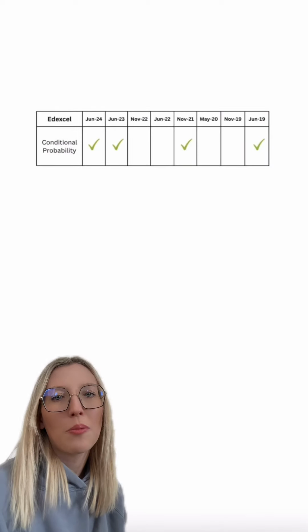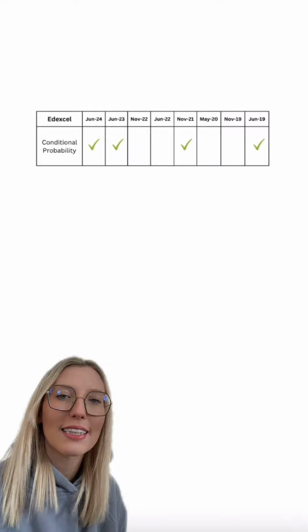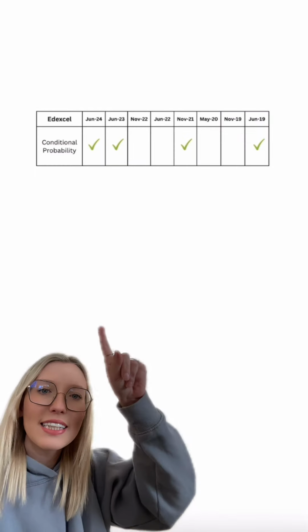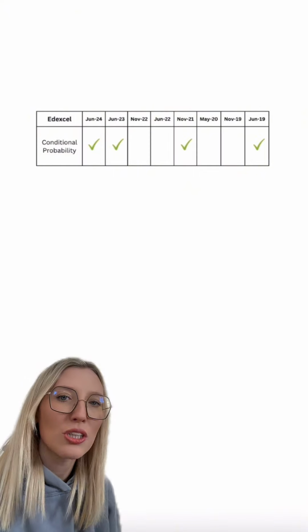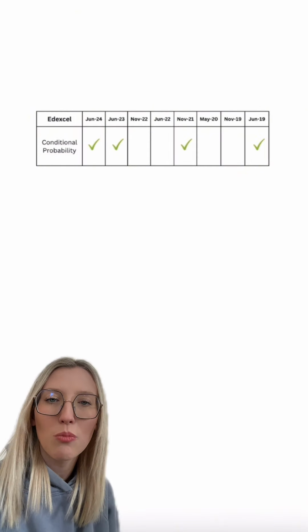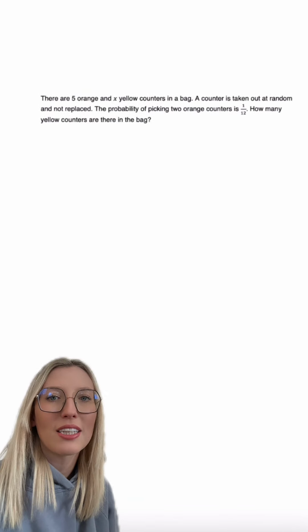So we think conditional probability is a likely topic for the 2025 exam paper series, and this is for Edexcel GCSE Maths Higher. And you can see the number of times and what exam papers it has appeared in before. These questions are typically grade 8 to 9 questions and will appear on the last or second to last question in the GCSE paper. So let's take a look exactly how we need to work these out.